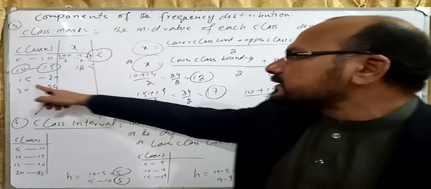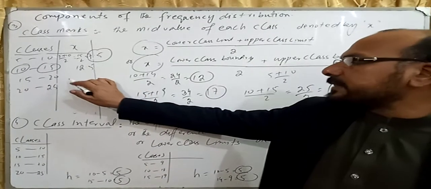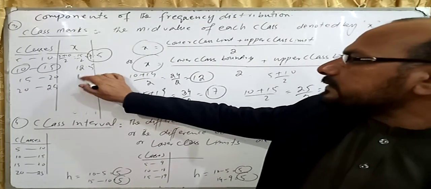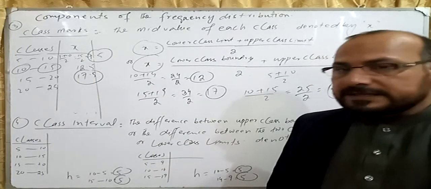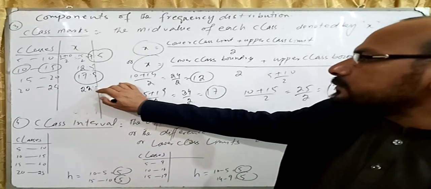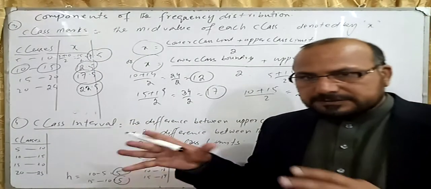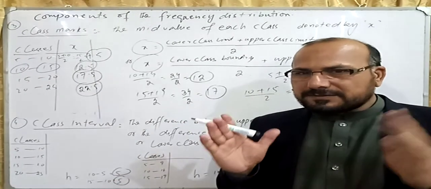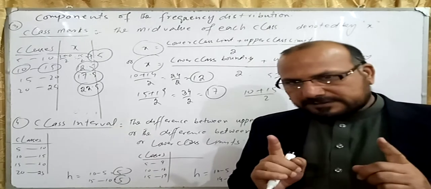The third one is 15 plus 20, 35 divided by 2, so it will become 17.5. Then 20 plus 25, 45 divided by 2, so it will become 22.5. So by this way you can find out the class marks. By this way you can find out the mid value of these classes, as I mentioned, if you have two types of classes.